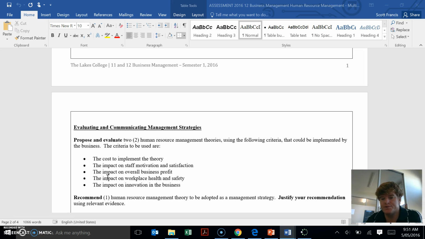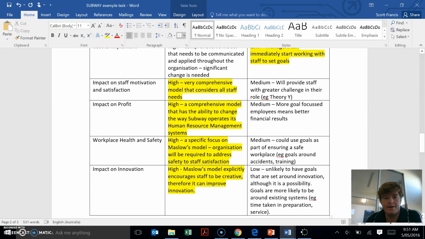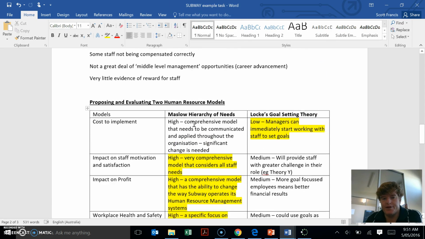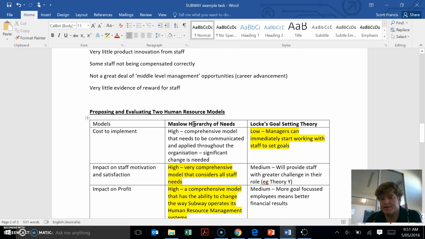But which 2 human resource management theories are we going to evaluate? The 2 I've chosen for my Subway example, one that we've already looked at, Maslow's hierarchy of needs, and I've also used Locke's goal setting theory. And this is not one that we've covered, and this is to make a point that you can go outside what we've done in class time and choose a human resource management theory that you think is relevant.